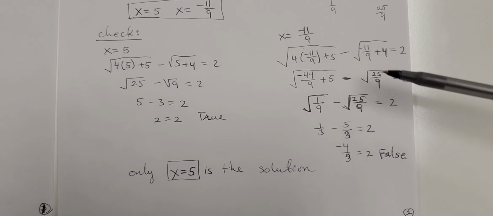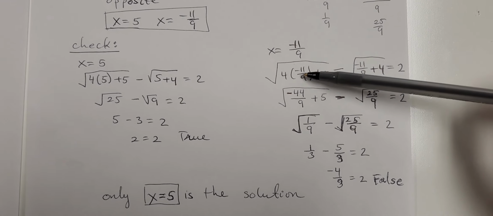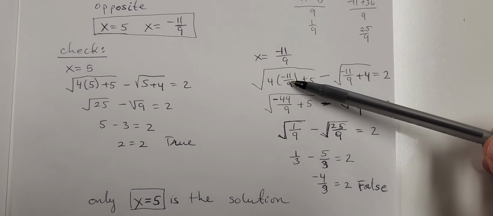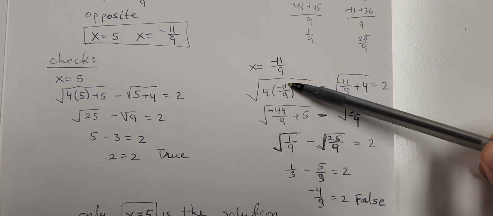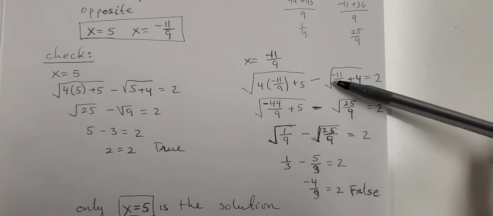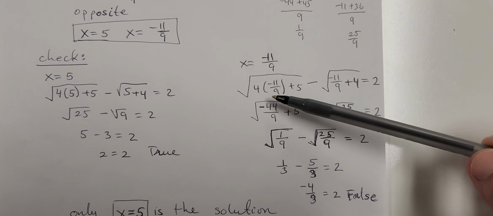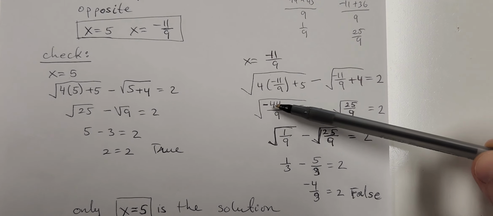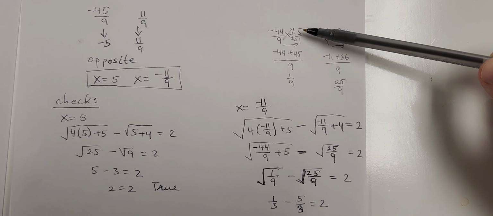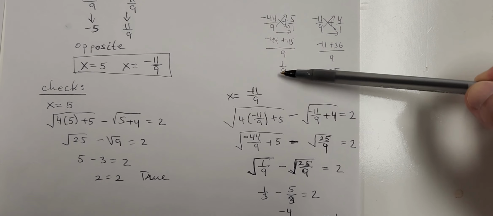Now on this side, where I have negative 11 over 9, same thing. This is my x, and this is also my x. So plug that in. 4 times negative 11 gives me negative 44 over 9, plus 5. Over here it's just as is, there's nothing to do about it. This part is adding and subtracting fractions, so I have the work up here.